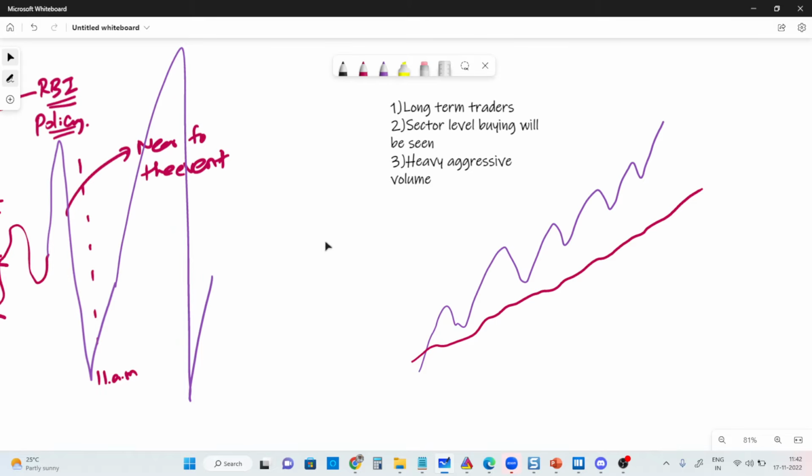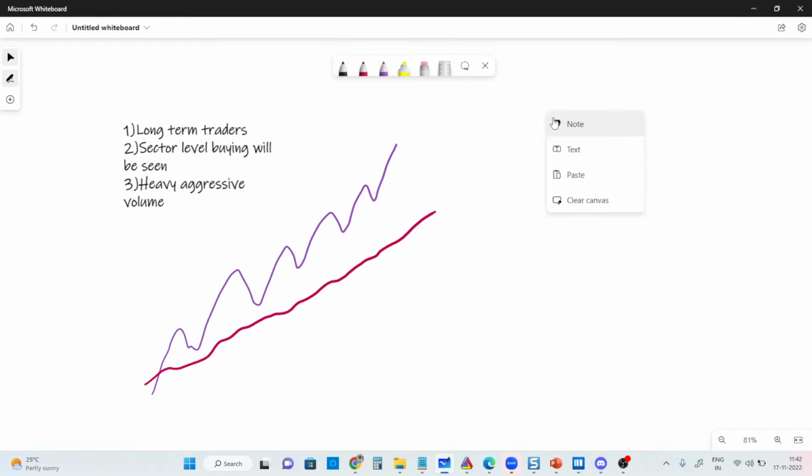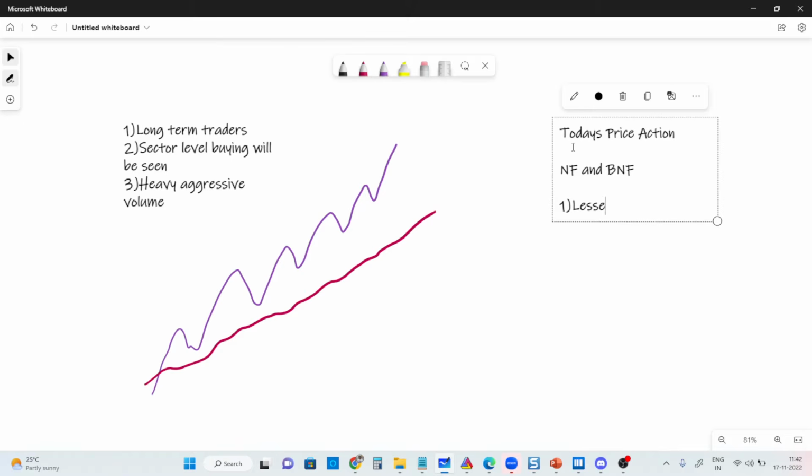But what is today's activity missing? Heavy volume activity is missing, and aggressive traders are missing today. And price is also rotating to the VWAP. So today's price action in Nifty and Bank Nifty, Nifty futures and Bank Nifty futures is what I'm talking about, we've been experiencing lesser aggressive volumes. Means neither buyers nor sellers are aggressive. And price is rotating towards the VWAP levels.